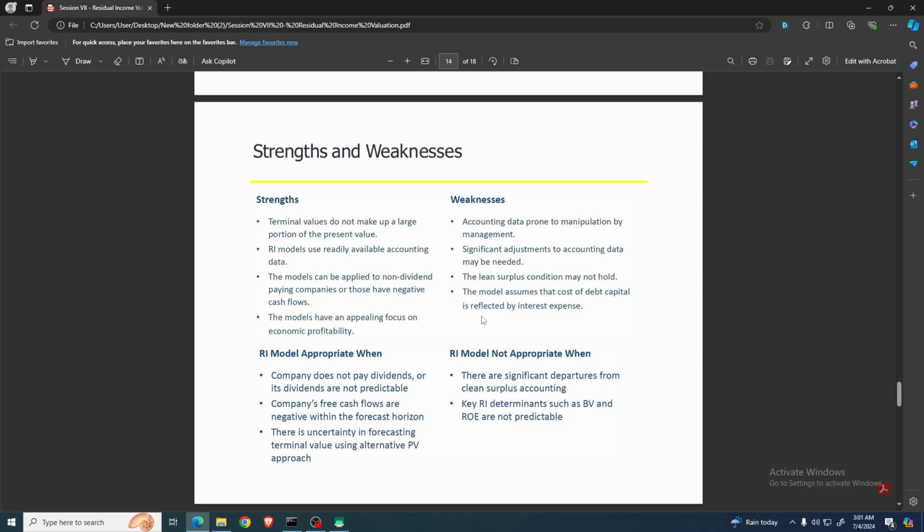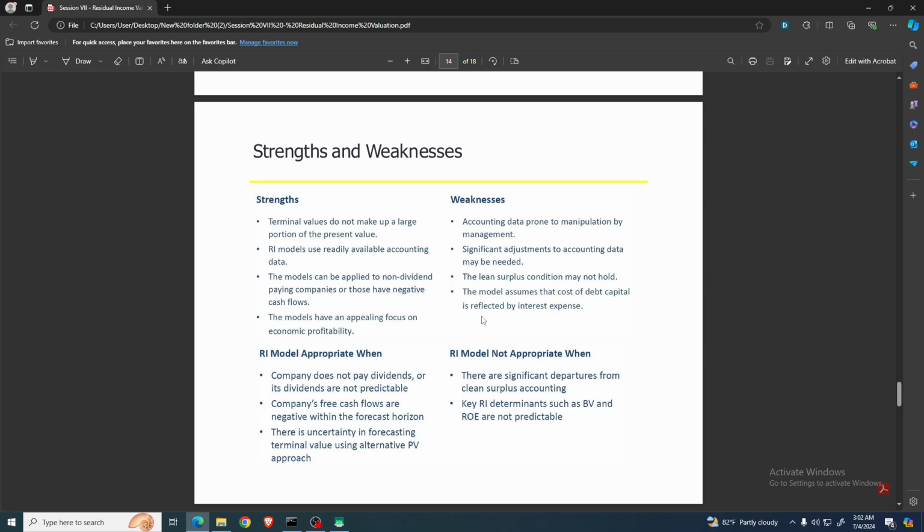But along with these strengths, we have some definite drawbacks and weaknesses associated with the residual income model as well. First, it is prone to accounting manipulation. Here, we identified the usage of readily available accounting data as one of its strengths, but again, accounting data can be subject to manipulation by management through creative accounting practices.